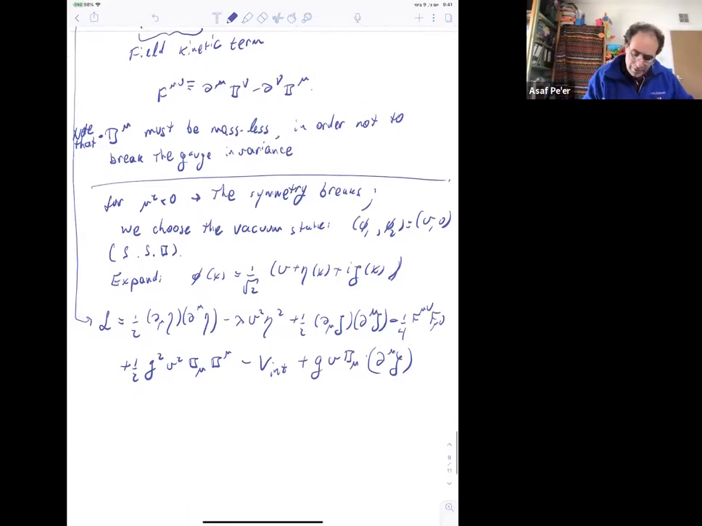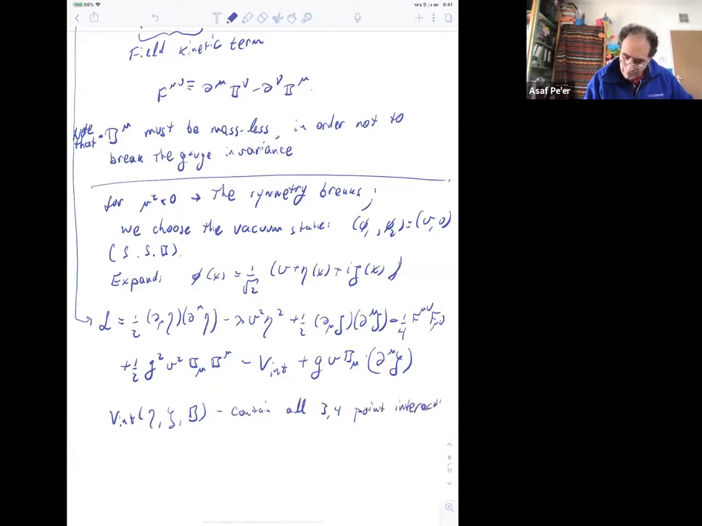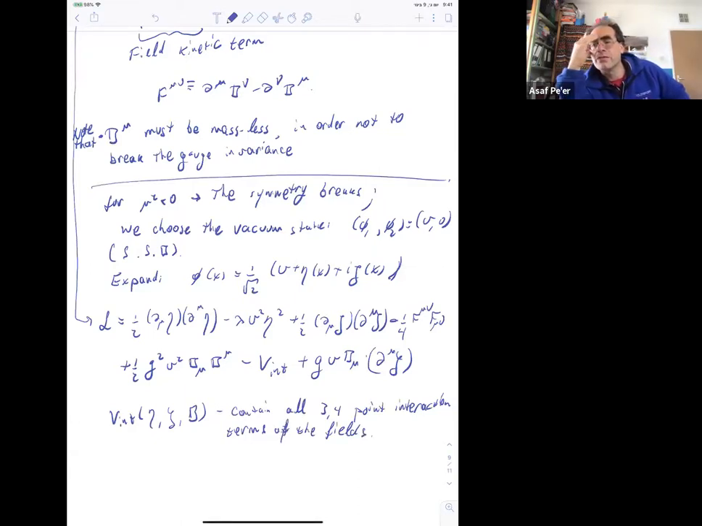Now, similarly, the V interaction, which is a function of eta, psi, and now the new gauge field B, will have all the 3- and 4-point interaction terms of these 3 fields, eta, psi, and B. It's going to be quite long and complicated. Right, the fields do interact with each other.